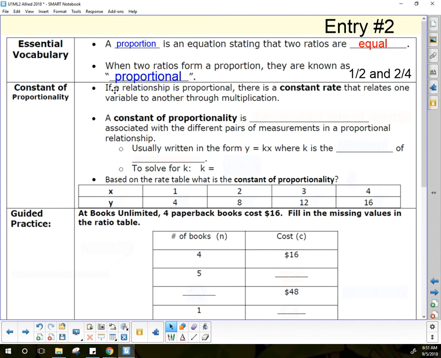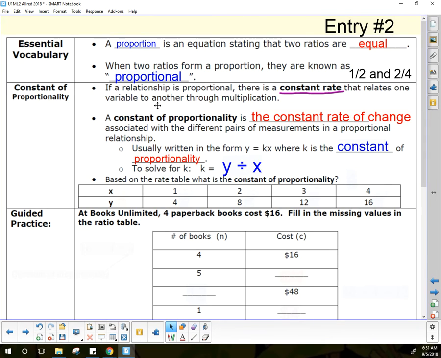If a relationship is proportional, there is a constant rate. I'd probably underline that word since it's bolded. It's probably important. There's a constant rate that relates one variable to another through multiplication. That constant of proportionality is the constant rate of change associated with the different pairs of measurements in a proportional relationship. Usually we can write it as an equation in the form y equals k times x, where k is the constant of proportionality. And to solve for k, you can do y divided by x.